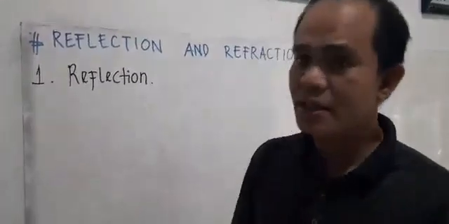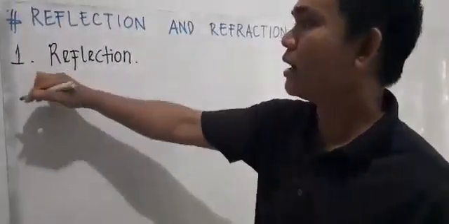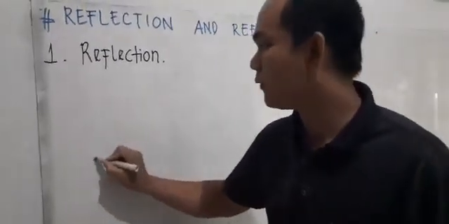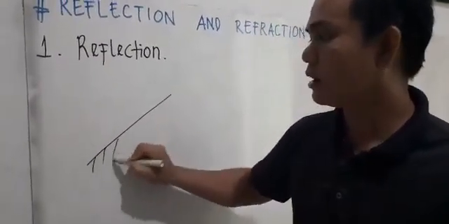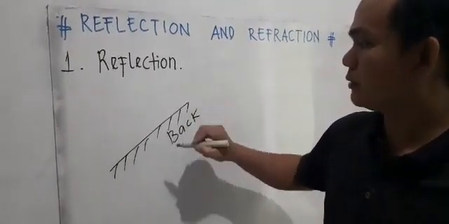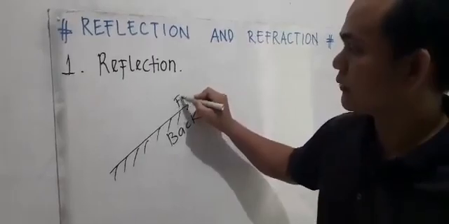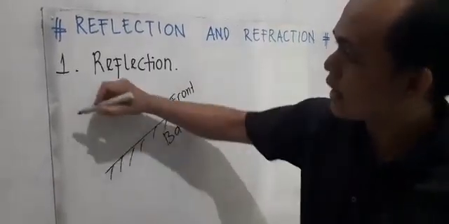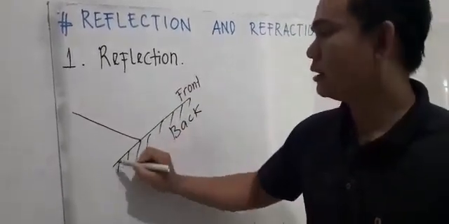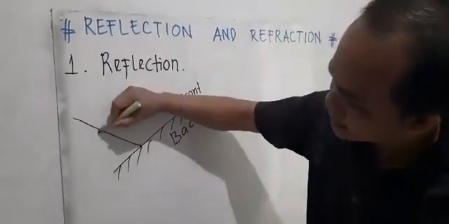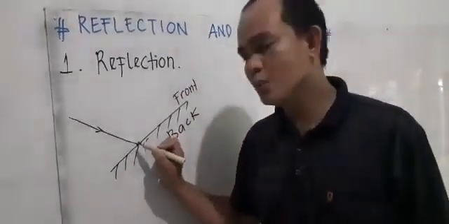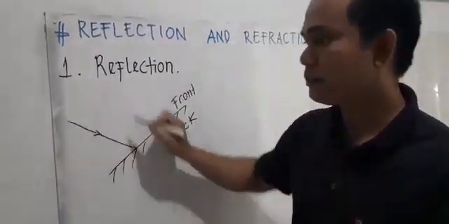When we are studying reflection, we should know the surface of an object, or object surface, like this. This is the back and this is the front surface. When the light comes to this point in this direction, then we have to know to which direction the light is reflected.